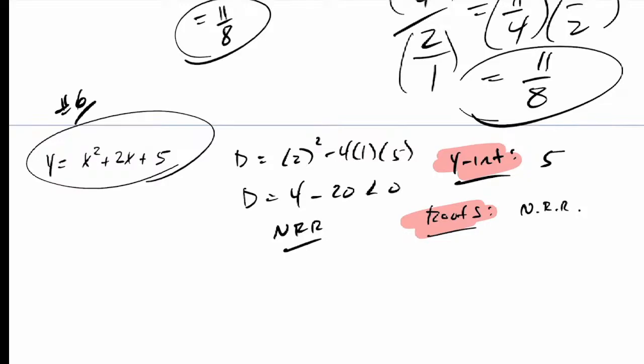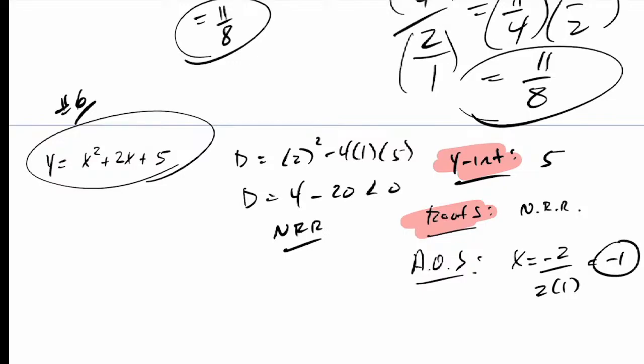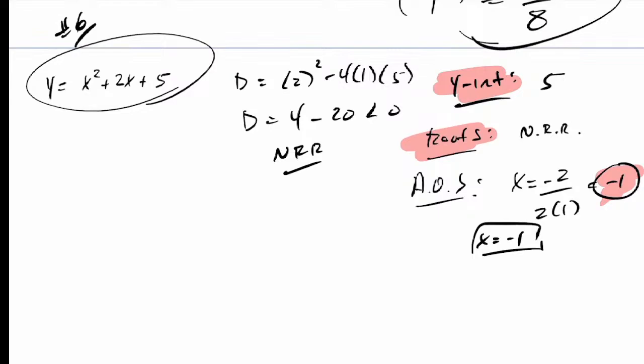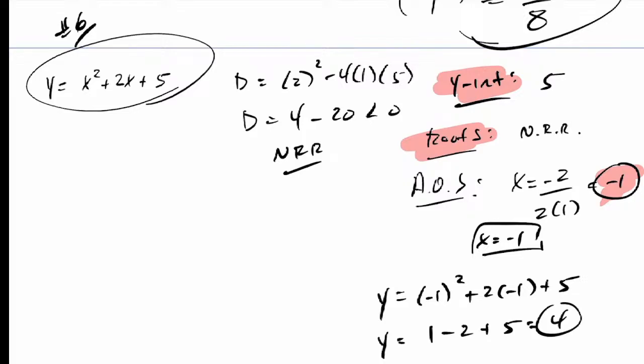Yeah, for sure, Gurman. Give me a second. Then the axis of symmetry, because I don't have the roots, just do negative b over 2a. So this will be negative b over 2 times a. The axis of symmetry is x equals minus 1. That's my axis of symmetry. I want to find my vertex, so I'm going to let x be negative 1 here. So I'm going to get y equals negative 1 squared plus 2 times negative 1 plus 5. I'm going to get 1 minus 2 plus 5, which is equal to 4. So the vertex for this is negative 1 and 4.